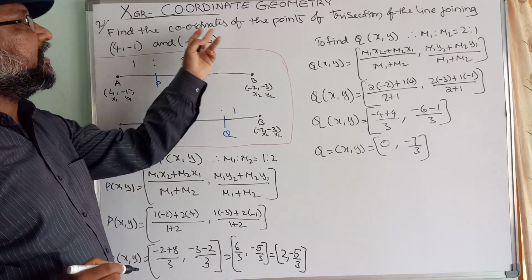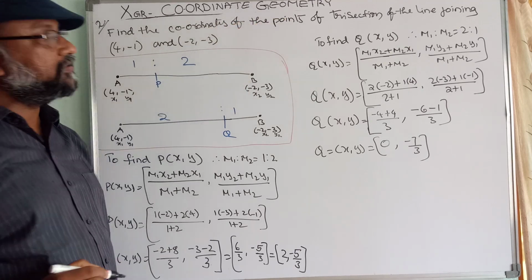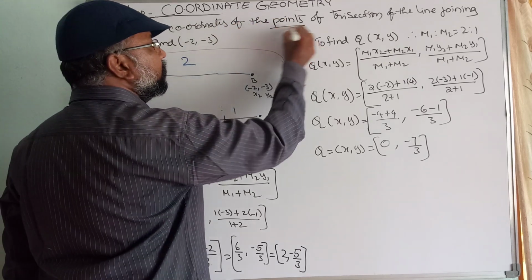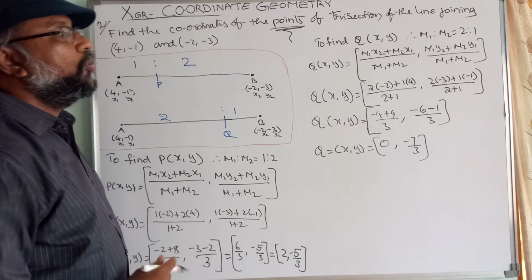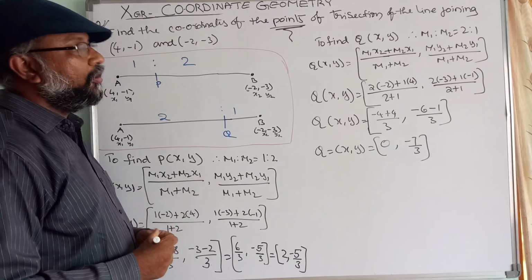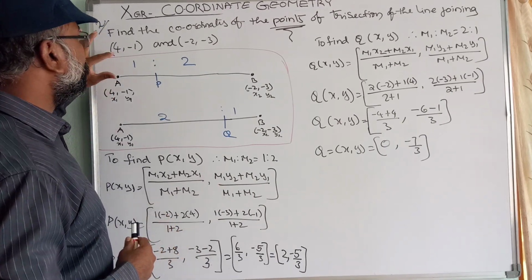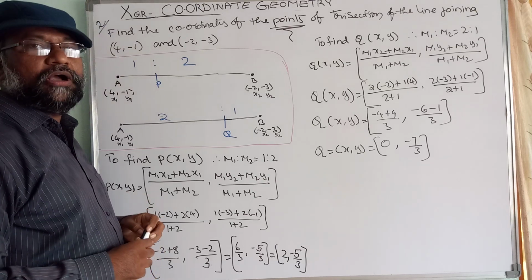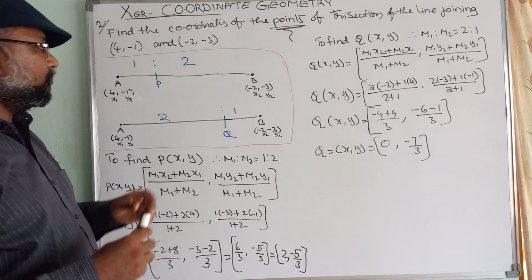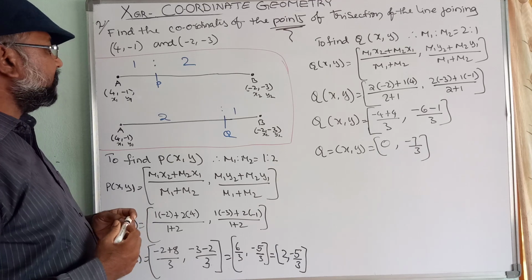Find the coordinates of the points. Now here we have to remember this word: points of trisection of a line joining (4, -1) and (-2, -3). So I would like to explain this one.